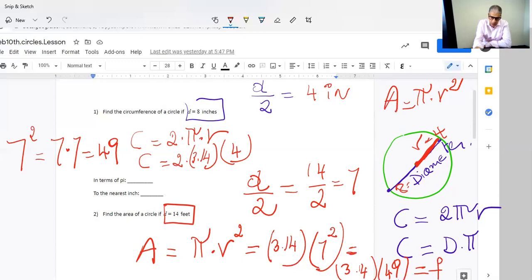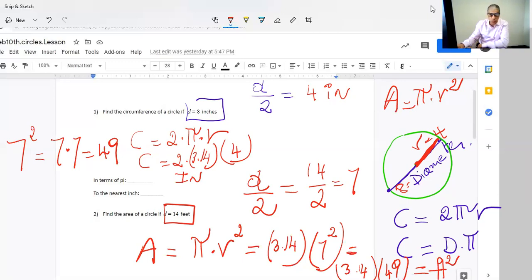And the unit has to be feet squared because it's area. Here, the unit is inches. It's not area, it's circumference. It doesn't get squared, okay? All right, so those are a couple of examples to warm up.